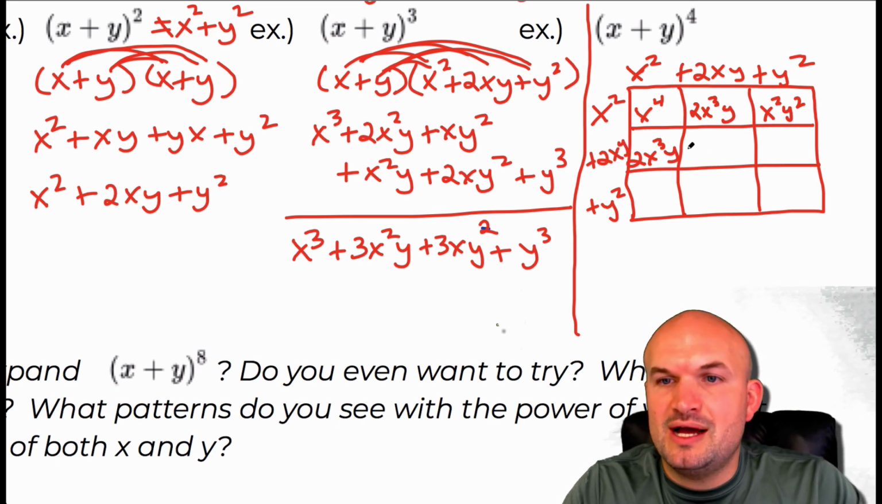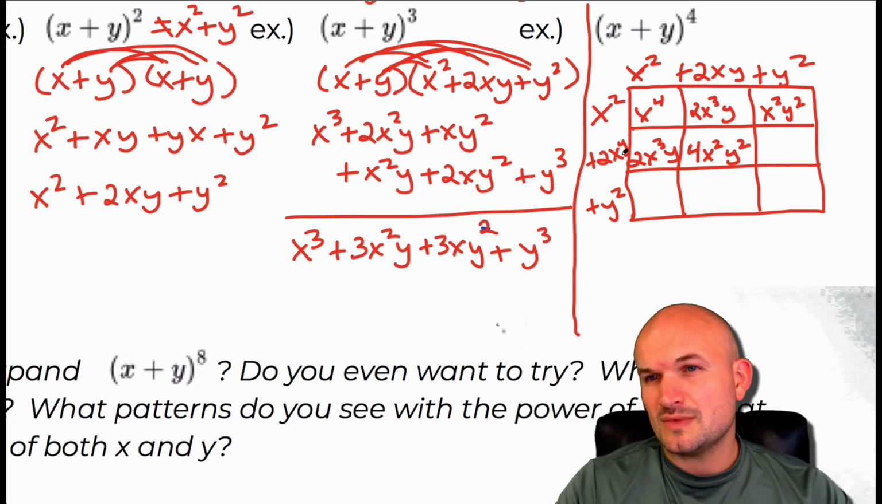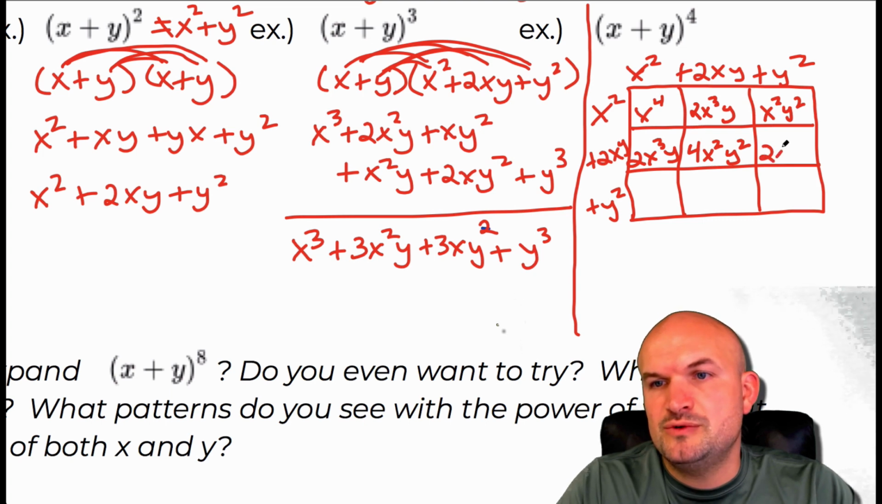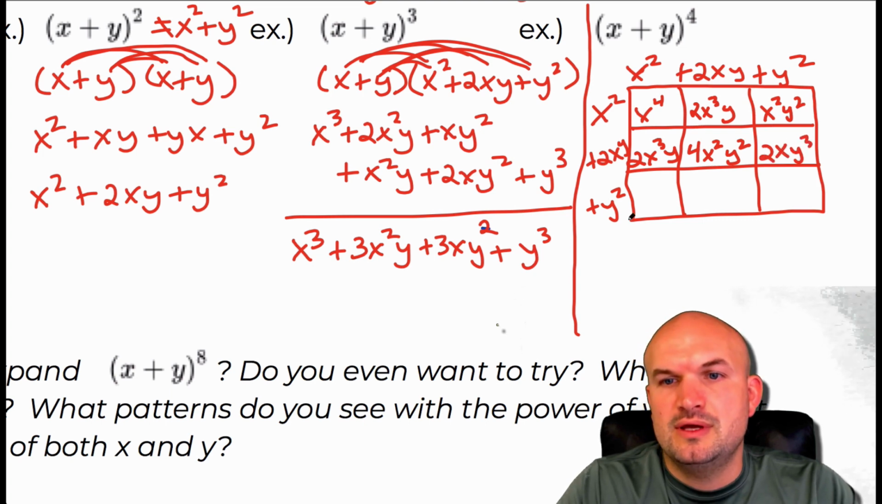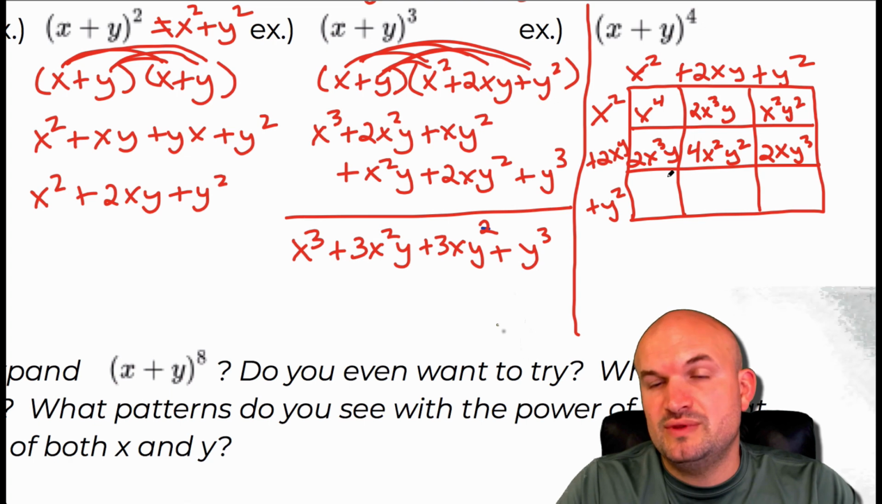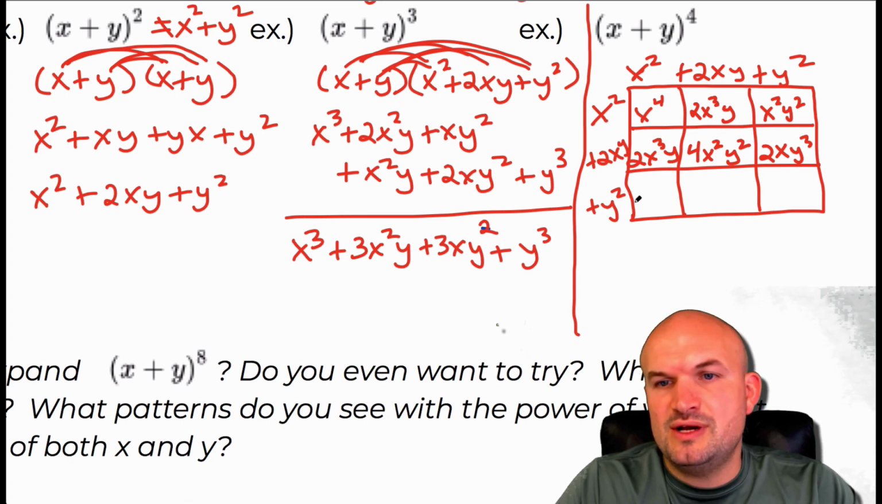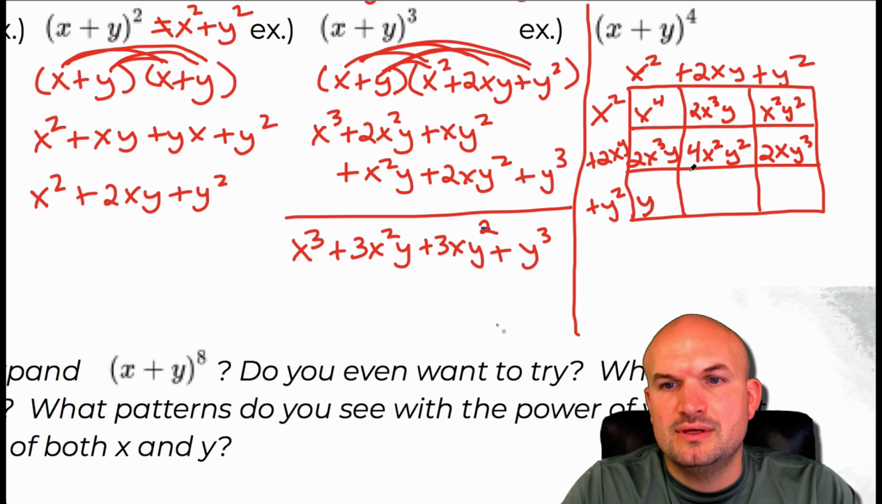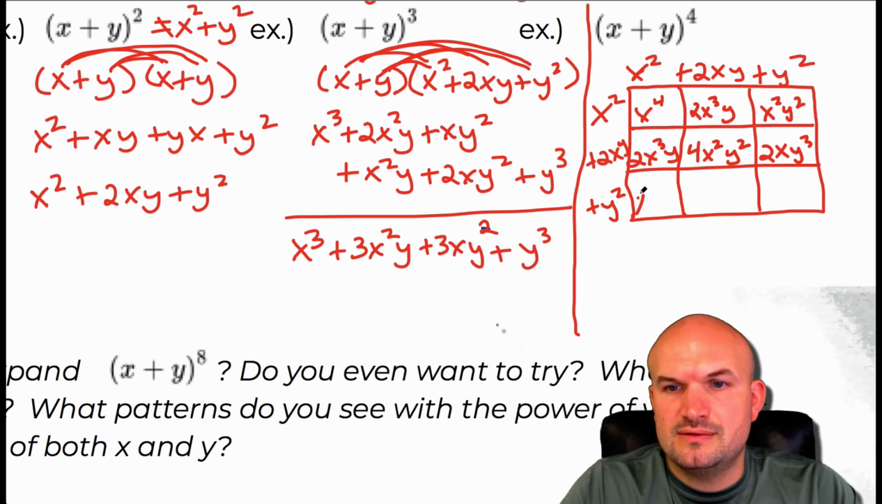2xy times 2xy is going to be 4x squared y squared. 2xy times y squared, again I'm just doing length times width, is going to be 2xy cubed. Now I'm doing the length and width of this row and this column. So y squared times x squared is going to be y squared x squared. I could put them in the same order though, that'd probably be better. Let's do that, just so I'm keeping things consistent.